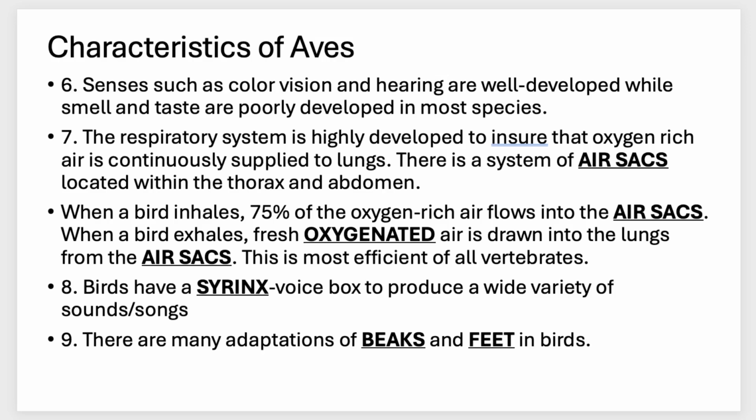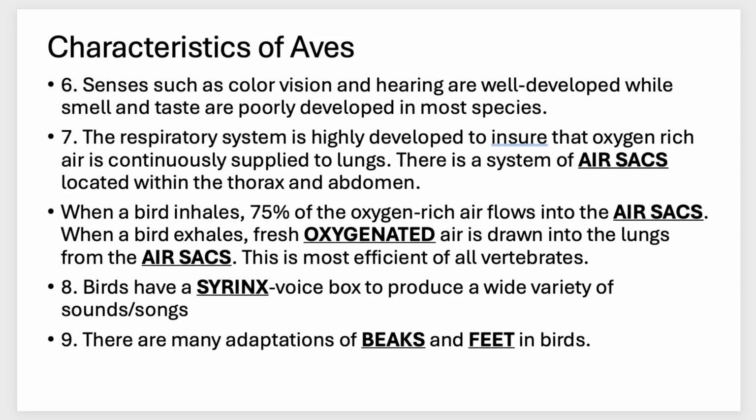So the respiratory system is highly developed. That's going to ensure they always have oxygen-rich air continuously supplied to the lungs so they can continue flying. And they achieve this through these extra air sacs that are located within the thorax and the abdomen that help them continuously provide oxygen into their circulatory system, which is pretty cool. So when a bird inhales, 75% of the oxygen-rich air flows into these air sacs. And when a bird exhales, fresh oxygenated air is drawn into the lungs from the air sacs. So this is the most efficient way to breathe in all vertebrates.